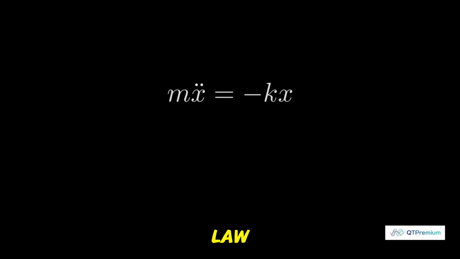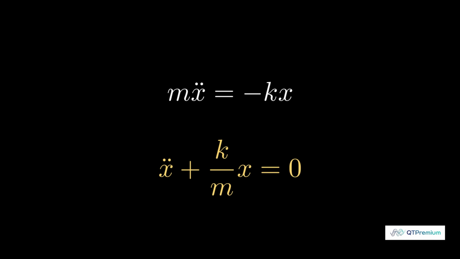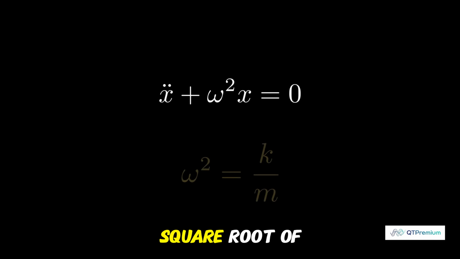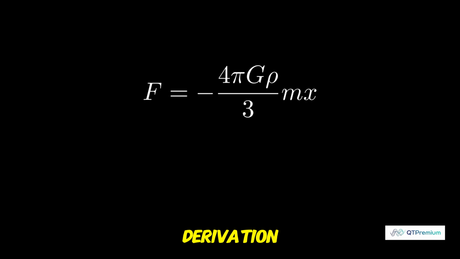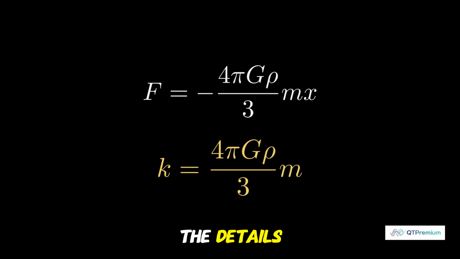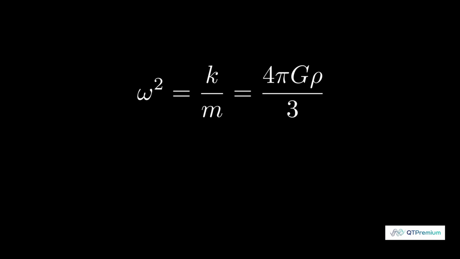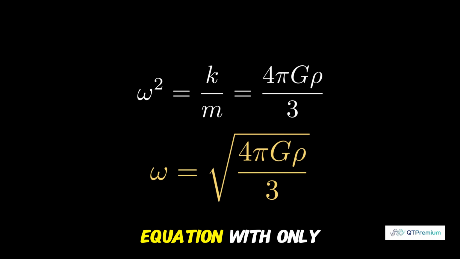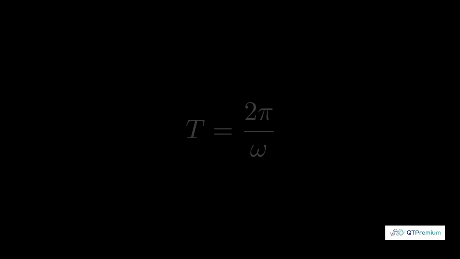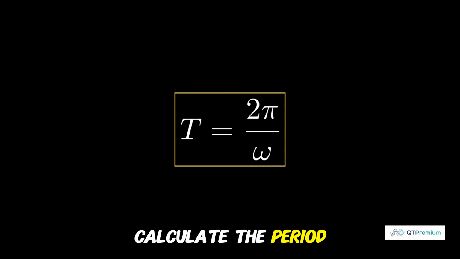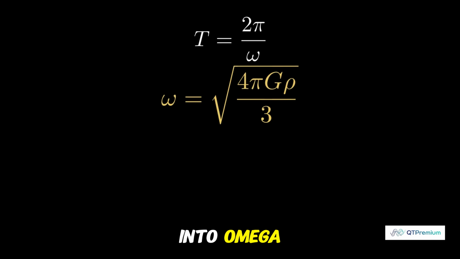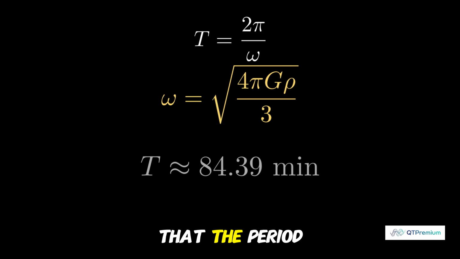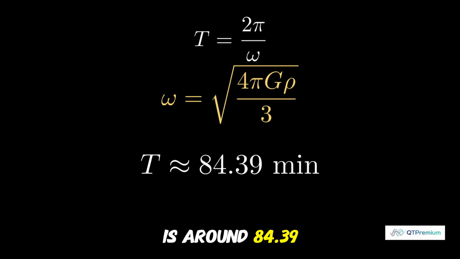Remember Newton's second law? We see that omega is the square root of k over m. Let's fast forward over the derivation. Just pause the video if you want to see the details. In the end, we get this equation with only constants in it. Now we can calculate the period. So plugging the Earth's parameters into omega, we get that the period is around 84.39 minutes.